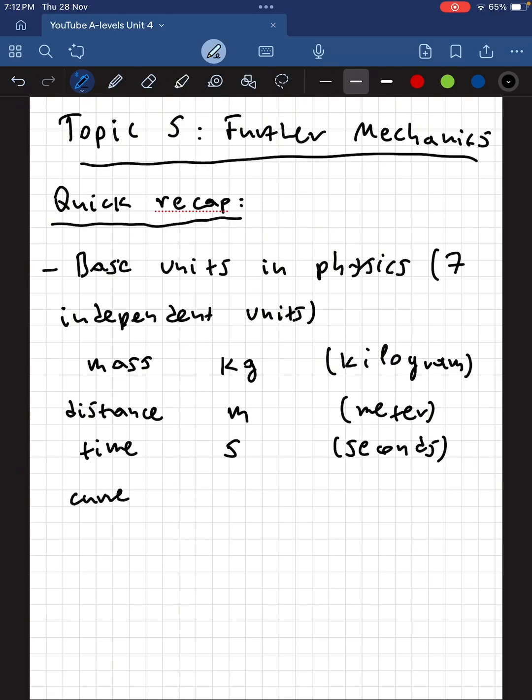The next one is current, and it's measured in amperes. This is how we write ampere. And 1 ampere is 1 coulomb per second. This is a point of confusion for some students because they think that coulomb is the base unit, but it's not. It's actually current. The next one is temperature, measured in kelvins.